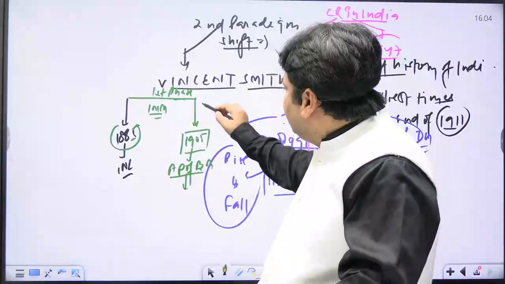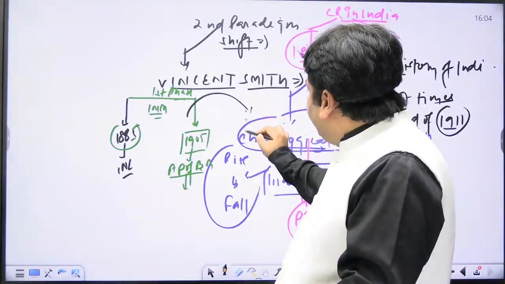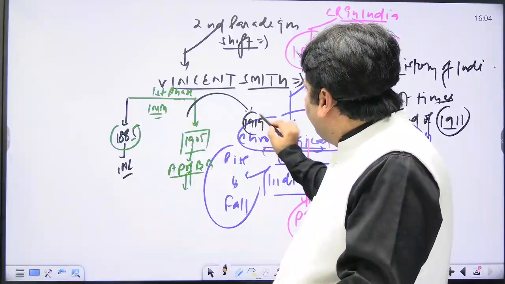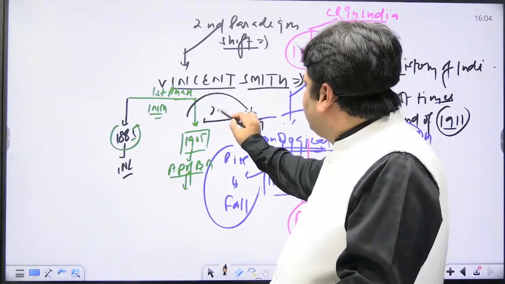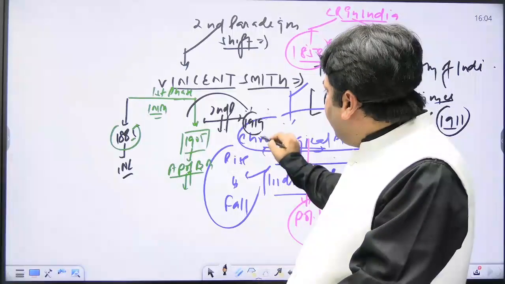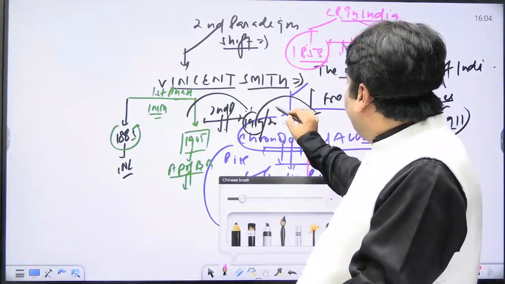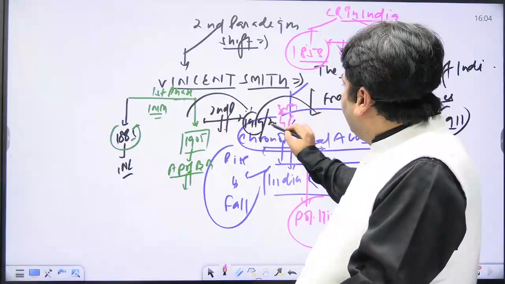From 1905 to 1919, this was the second phase of the Indian national movement. And from 1920 onwards, we see the third phase of the Indian national movement, which is also called the Gandhian phase.